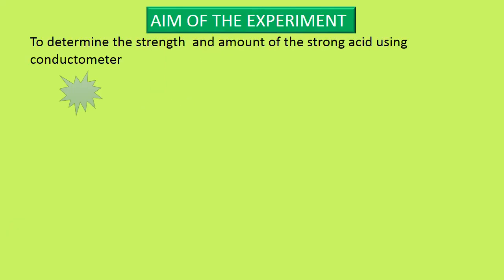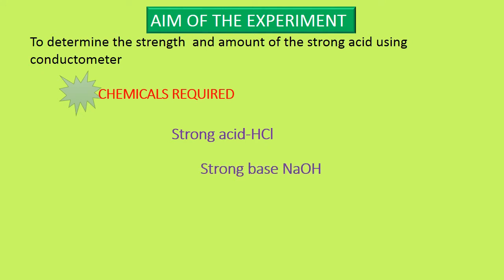Aim of the experiment: to determine the strength and amount of a strong acid using conductometric titrations. What are the chemicals required? Strong acid, HCl, and strong base, NaOH. The strong acid could be anything. It could be HCl, HNO3, or H2SO4, that is, hydrochloric acid, nitric acid, or sulfuric acid. We have taken HCl here as an example.